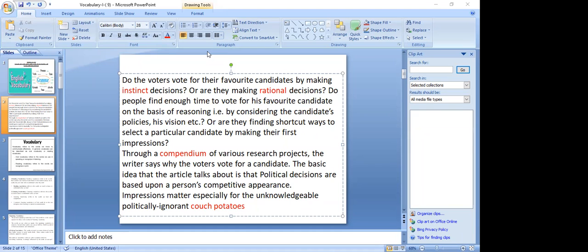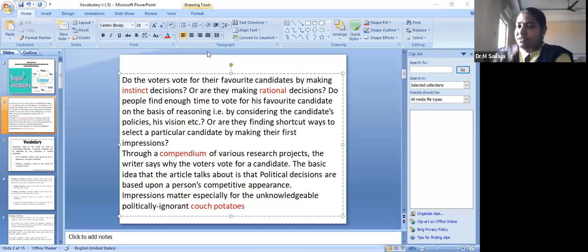Right. Throughout our journey, we are going to learn new vocabulary words in the vocabulary module, right? So instinct means believing something very blindly. Rational means knowing something in a fixed manner and taking decisions regarding that, which is called rational decisions. So here the content meaning is how the voters are going to elect the rulers. Are they following instinct decisions or rational decisions? That is the meaning of instinct, and this is the meaning of rational.